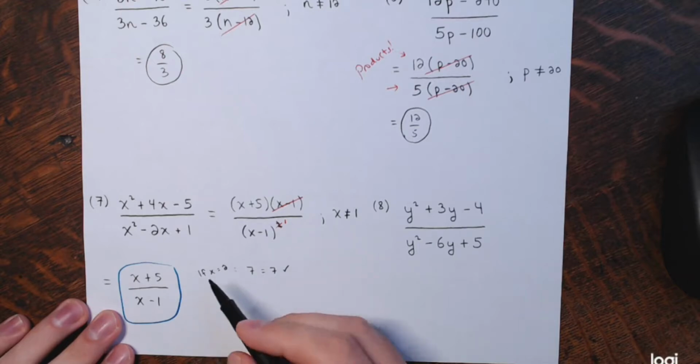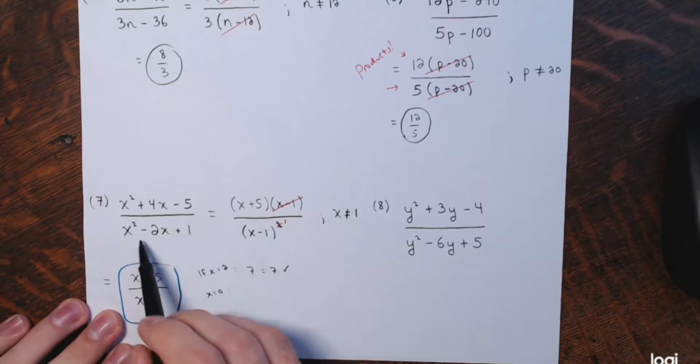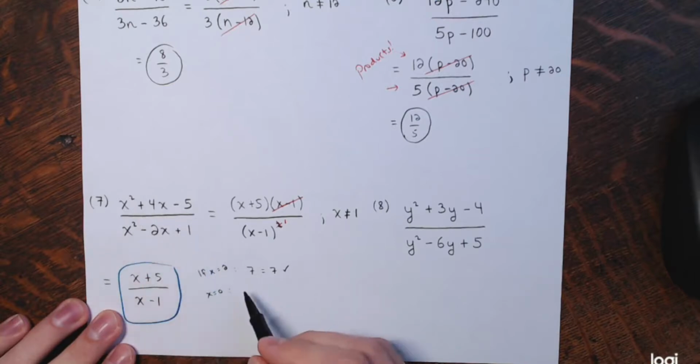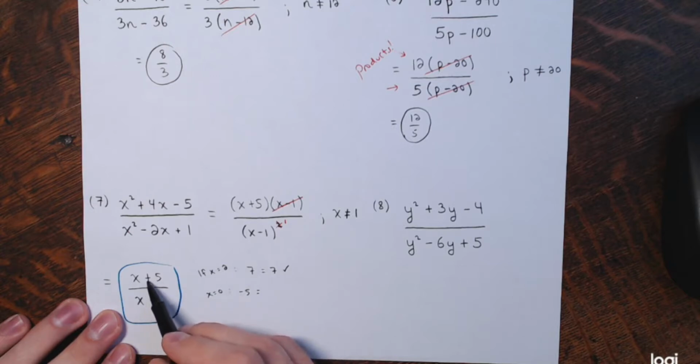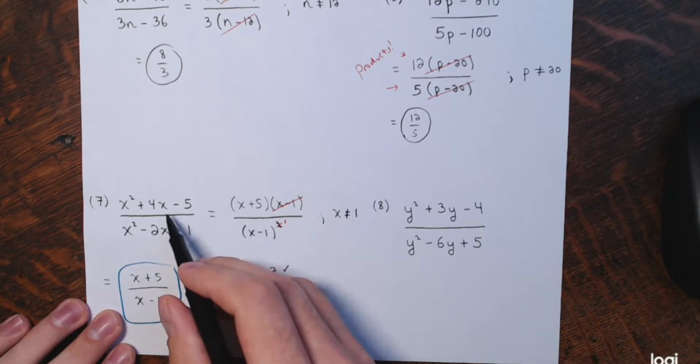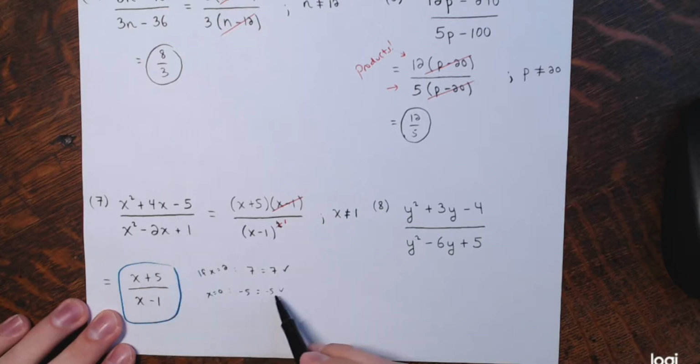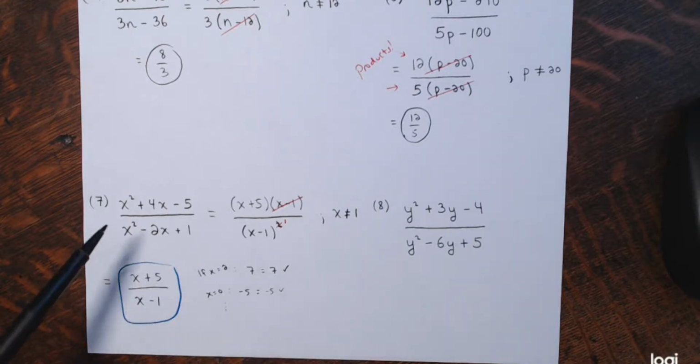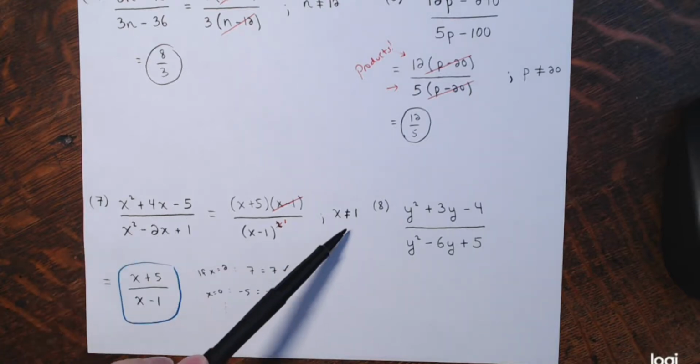But try it with anything, right? When x equals 0, the first fraction, the original, has a value of negative 5, right? Negative 5 over 1. So does the second fraction. Positive 5 divided by negative 1 is negative 5. You get negative 5 for the first, negative 5 for the last. They're the same value. And you can do that all day long. Replace x with anything except 1.